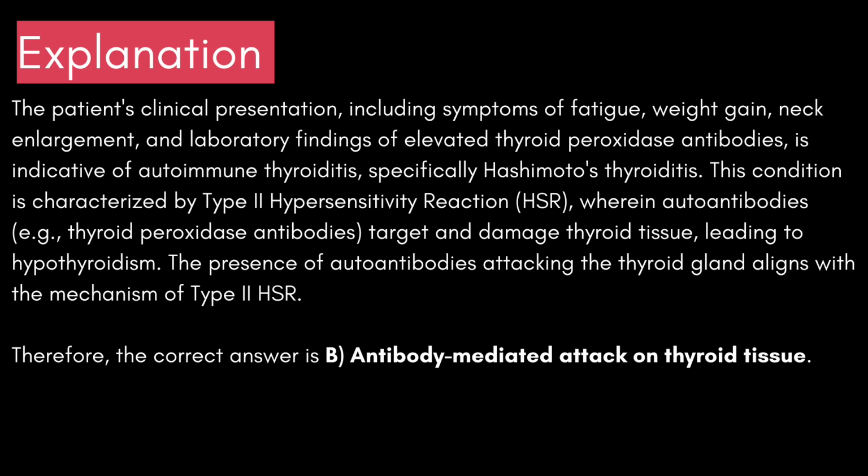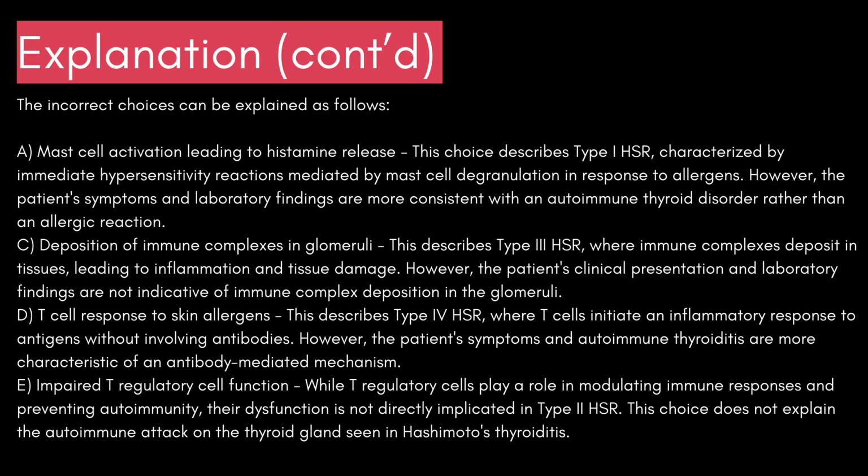All right, let's go ahead and see why the other answer choices are incorrect. The incorrect choices can be explained as follows. A, mast cell activation leading to histamine release. This choice describes type 1 HSR, characterized by immediate hypersensitivity reactions mediated by mast cell degranulation in response to allergens. However, the patient's symptoms and laboratory findings are more consistent with an autoimmune thyroid disorder rather than an allergic reaction.